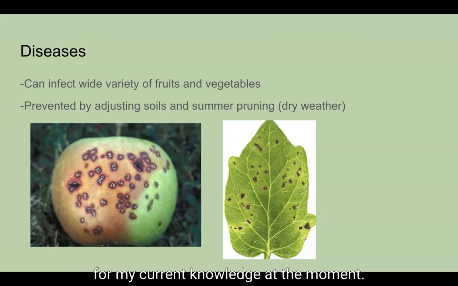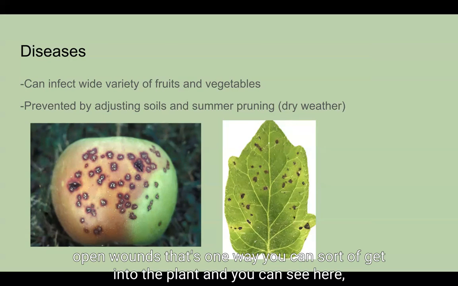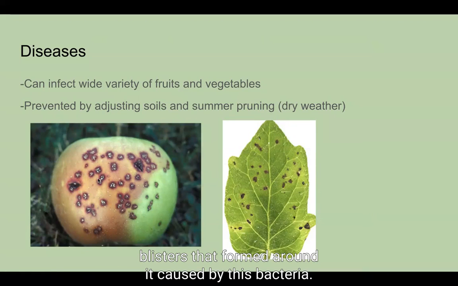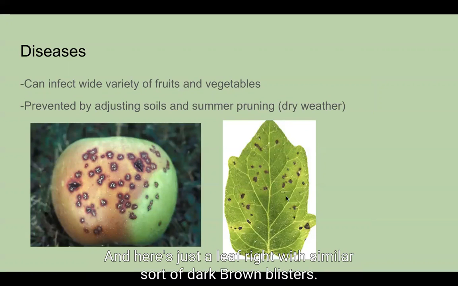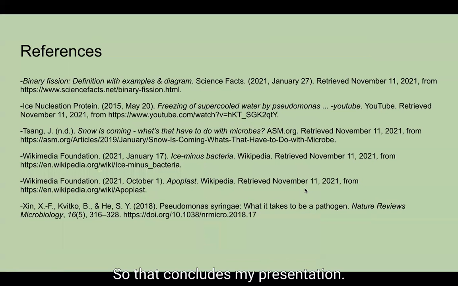But it can be prevented by adjusting soils and pruning during the summer or dry weather, because as mentioned, this bacteria can enter the plant through open wounds. That's one way it can get into the plant. And you can see here an apple on the left with these dark reddish brown blisters that formed around it, caused by this bacteria. And here's just a leaf with similar dark brown blisters. So that concludes my presentation.